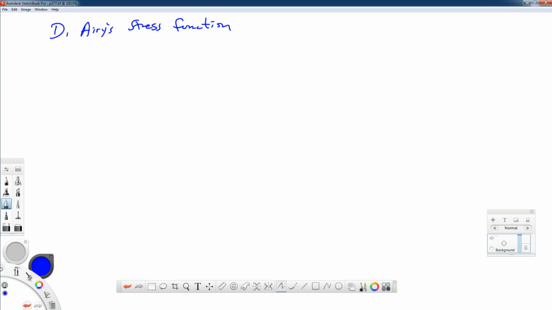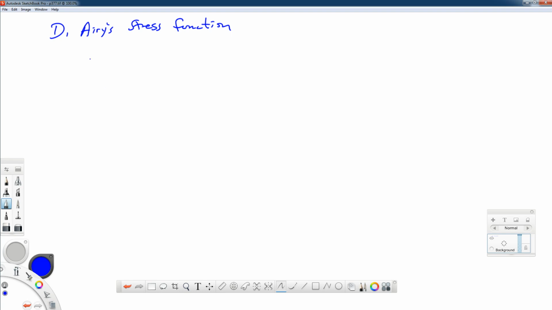This lecture we're going to talk about Airy's stress function. This is a potential function technique for determining stress fields. We're going to describe some examples of Airy's stress function. It's a fairly useful technique, and if you're familiar with Airy's stress functions for a variety of problems, it's kind of a compact way to be able to get stress fields out of a particular situation.